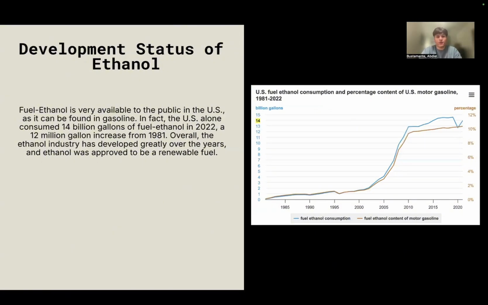Developmental status of ethanol. Fuel ethanol is very available to the public in the US, as it can be found in gasoline. In fact, the US alone consumed 14 billion gallons of fuel ethanol in 2022, a 12 million gallon increase from 1981. Overall, the ethanol industry has developed greatly over the years, and ethanol was approved to be a renewable energy. This trend on the right basically shows the increase all the way from 1981 to 2022. The orange depicts the total increase in percentage, and the blue represents the total increase in gallons by billions.